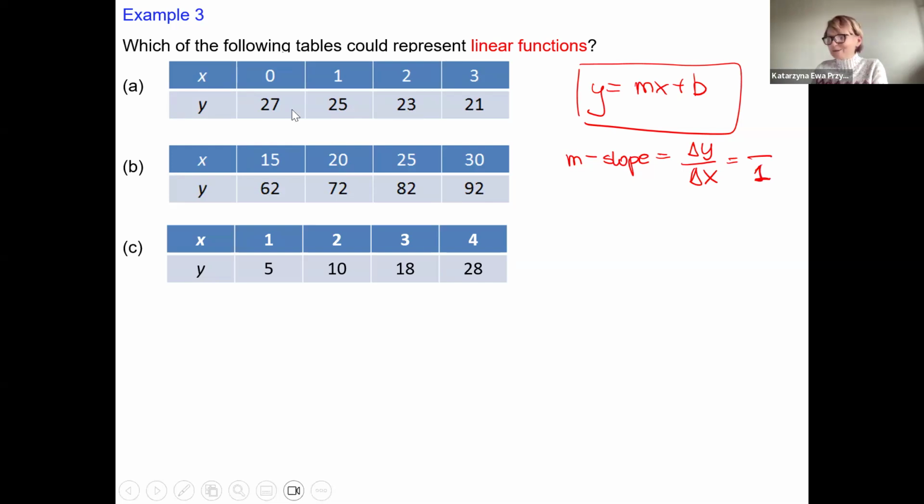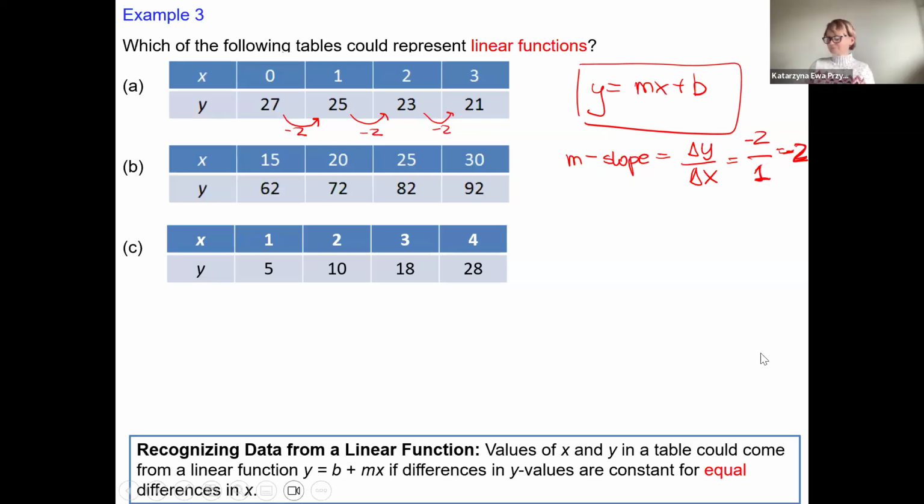What about y values? Is the change the same? 27, 25, 23, 21. Yes, they're changing by 2, but positive 2 or negative 2? We can see we have to subtract 2. When we jump 1 unit along the x-axis, 2 units down. 1 unit, 2 units down. That means this is -2.